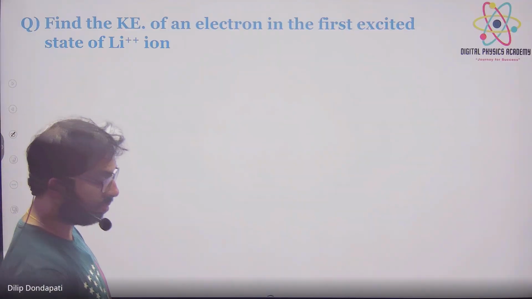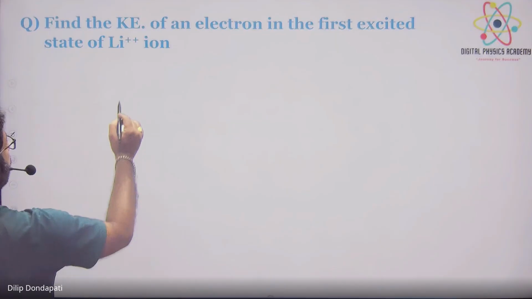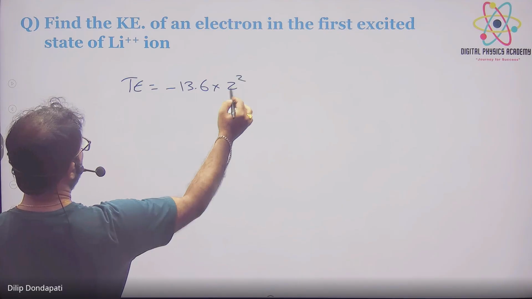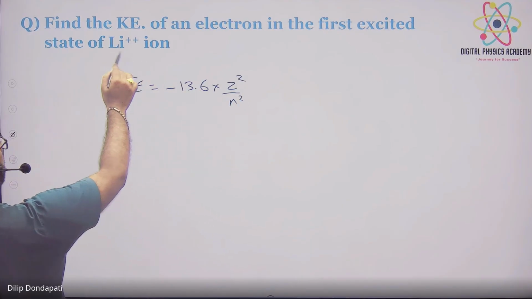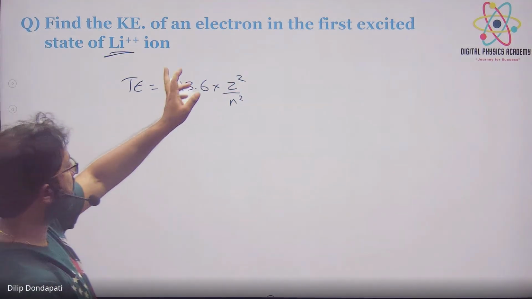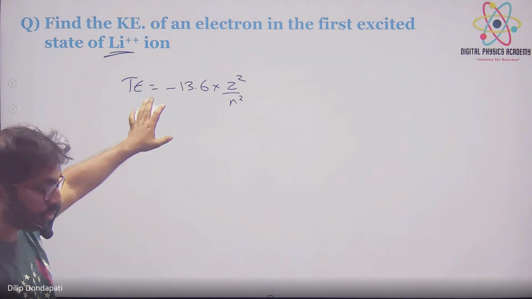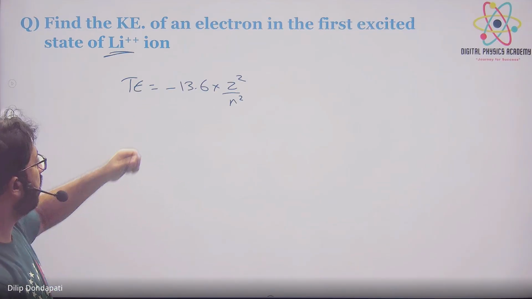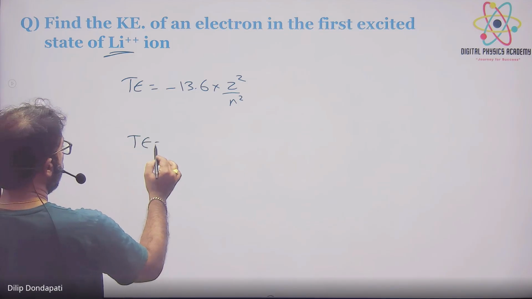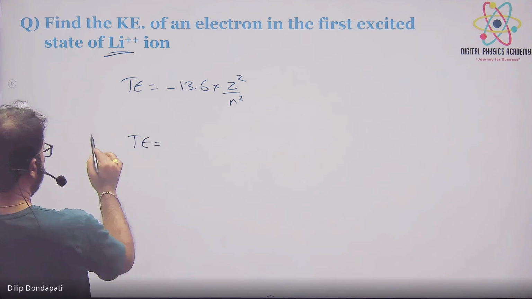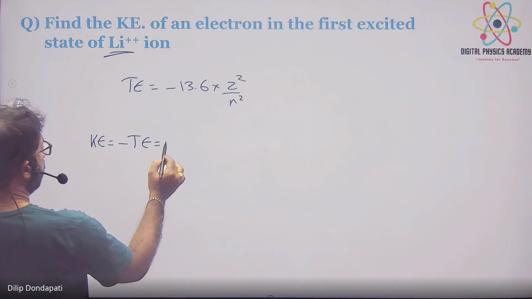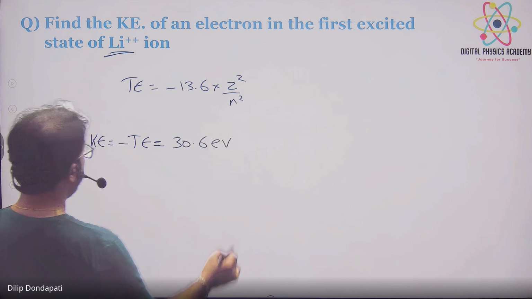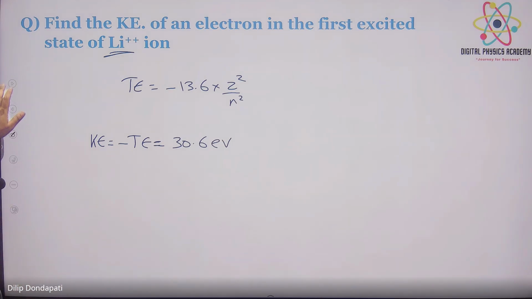30.6. Total energy is minus 13.6 into Z square by n square. Z is the atomic number, which is 3. n is the first excited state, which is 2. So on substituting you will get minus 30.6. Total energy is always equal to minus of kinetic energy. So what will it be? Plus 30.6 will come. Okay.